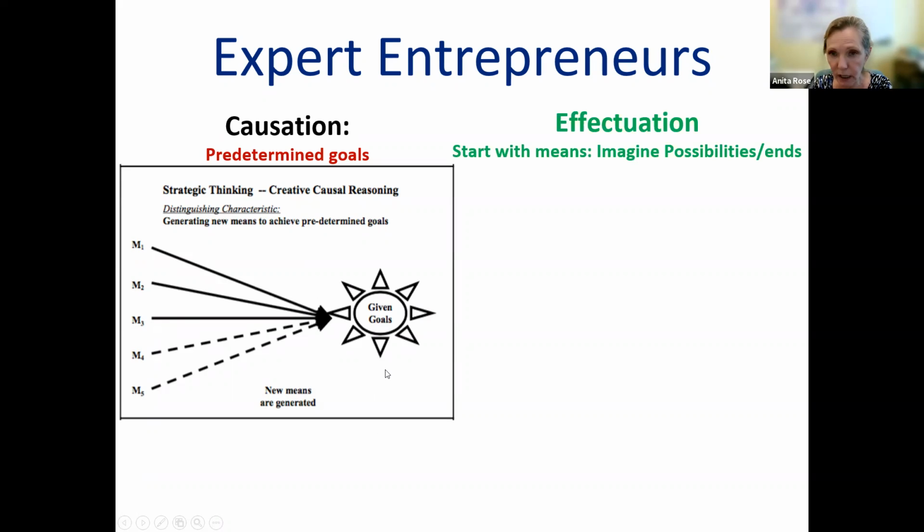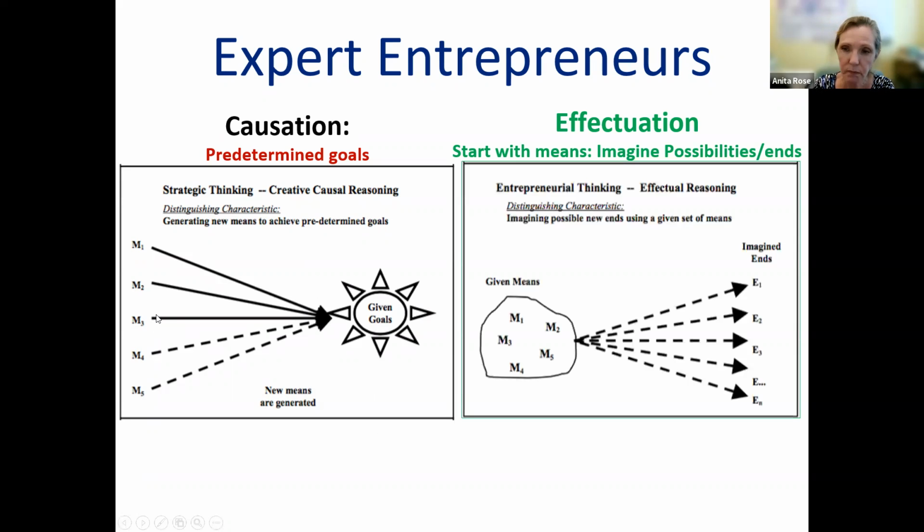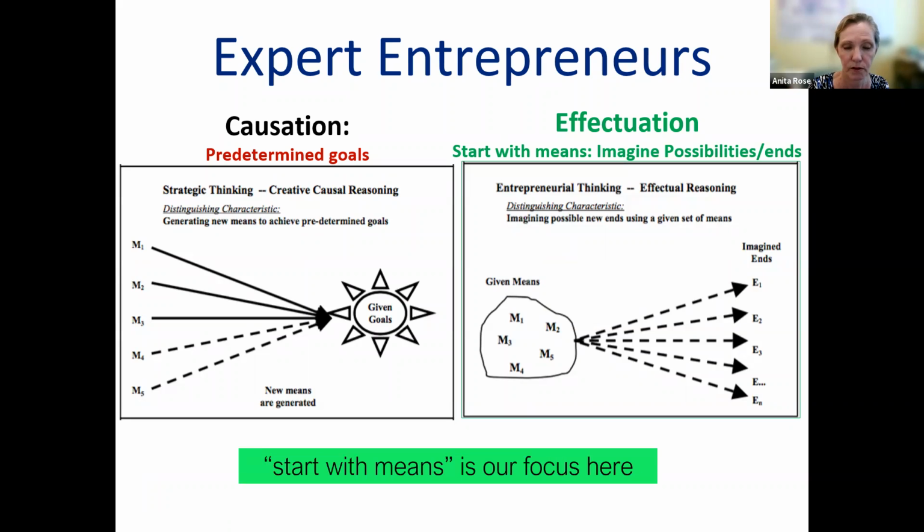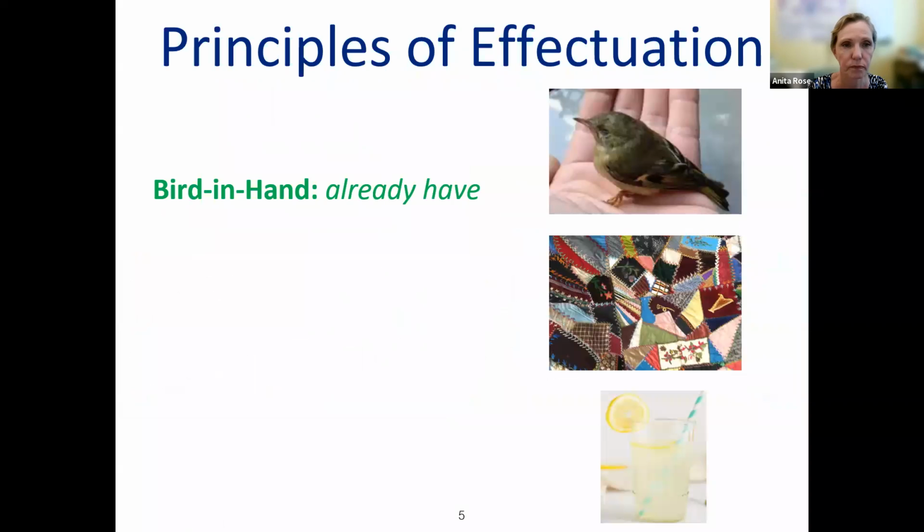Whereas with effectuation, it starts with the means. And here we have many different means, but we have many different goals. Instead of one goal, we have many imagined goals. So this is the basis of the effectual reasoning. And what you want to do is just imagine different possibilities and not just one end goal. So here, effectuation starts with the means as its focus instead of the goal as its focus.